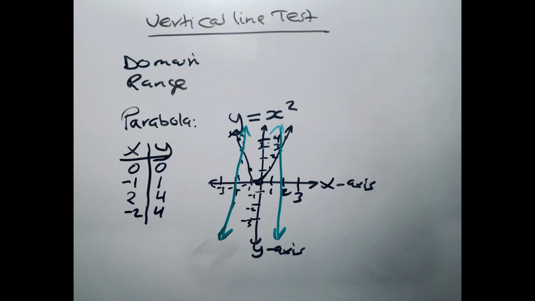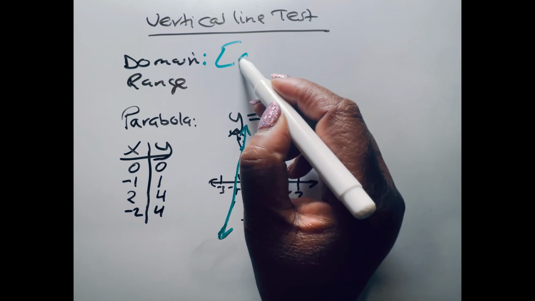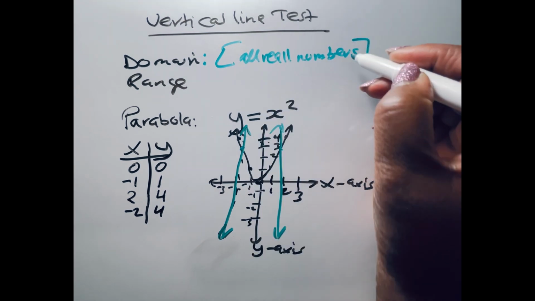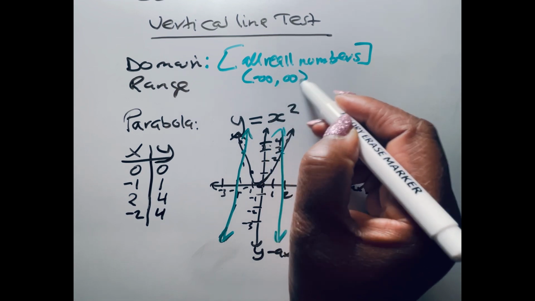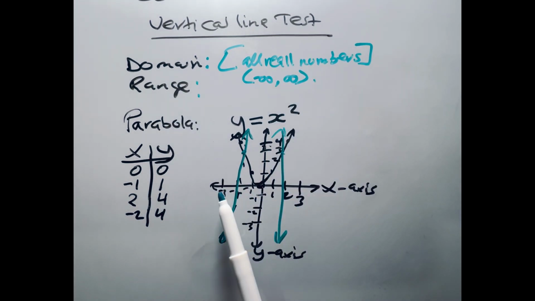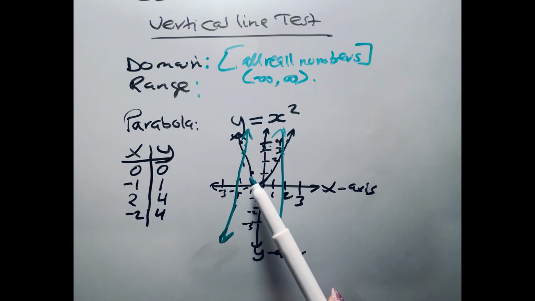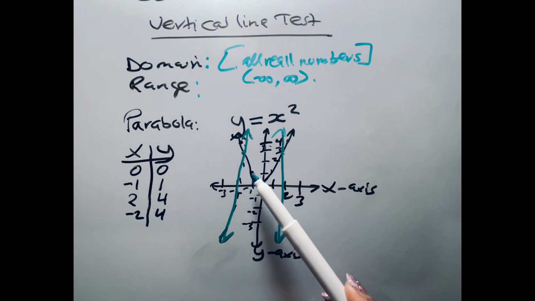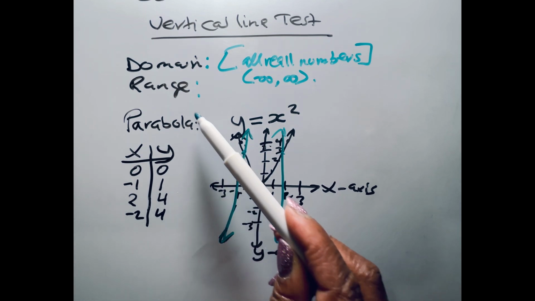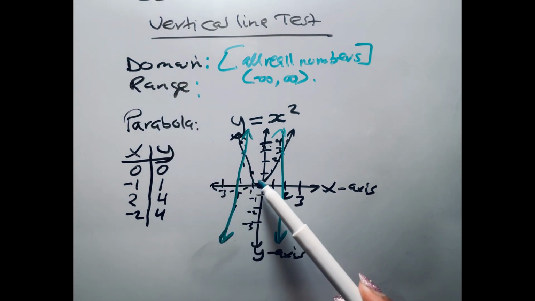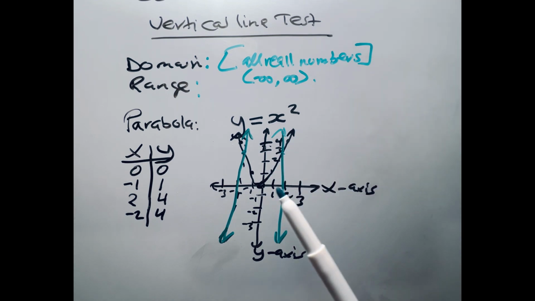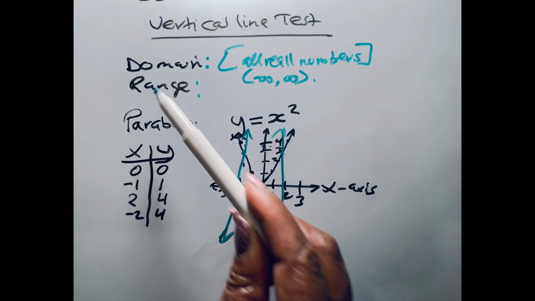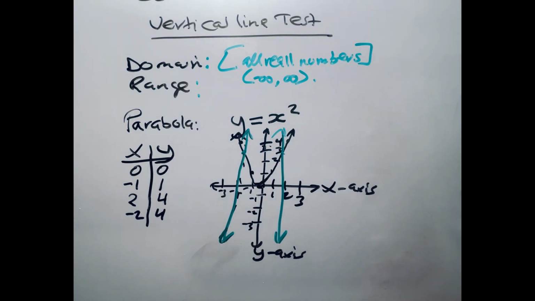And then our domain for this graph is going to be all real numbers. We can write it as -infinity to +infinity. So the domain is all the numbers on the x values. If we were to extend this graph on the negative side, you can see it goes to infinity, and on the positive side of the x-axis, if we extend this graph, it goes to infinity. So the domain is -infinity to +infinity.